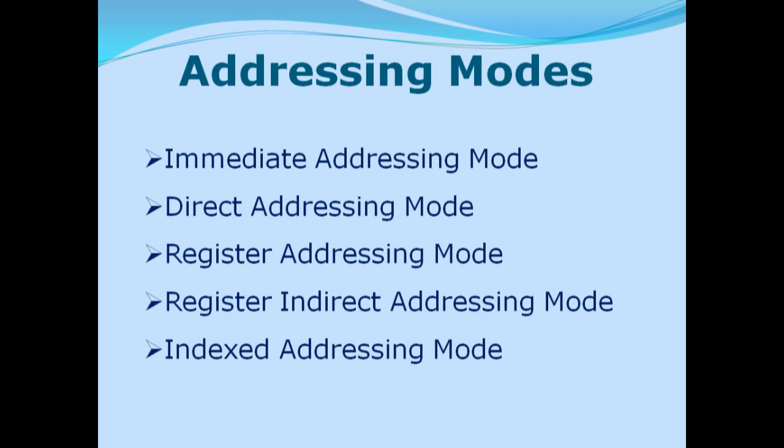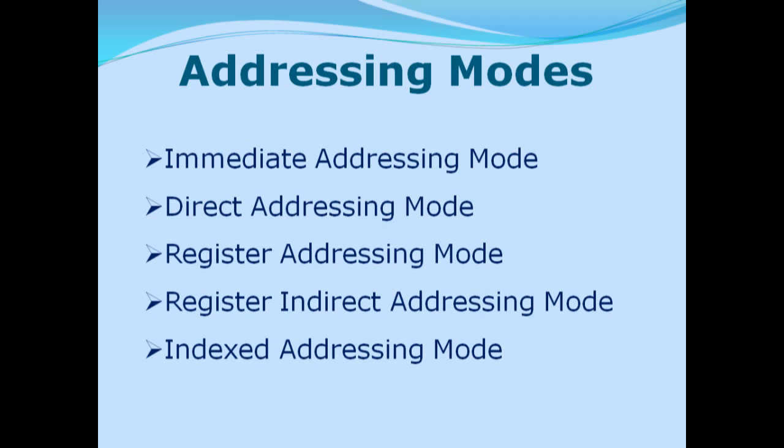Now in 8051, there are 5 basic addressing modes which are supported. First one is the immediate addressing mode. As the name suggests, the data required for the execution is immediately available in the instruction itself. Then we have a second addressing mode, that is direct addressing mode, in which the address of a memory location where data is available is directly mentioned in the instruction.